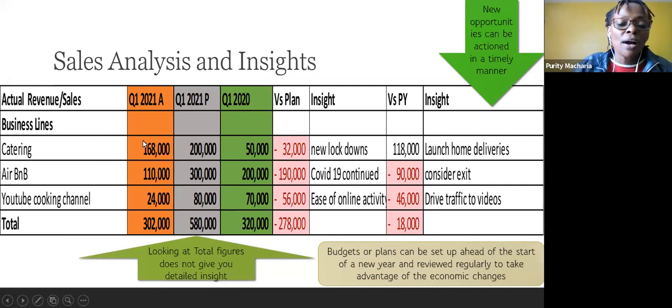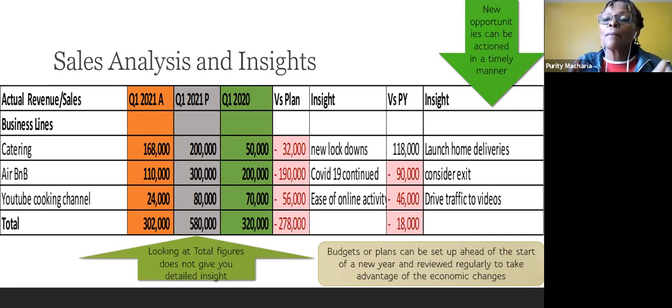So in 2021 quarter one, I'm assuming you have a January to December year, quarter one here meaning January to March. Your sales, and you remember how we've defined a sale, were 168,000 for catering, 110,000 for Airbnb, and 24,000 for your cooking channel. So are you doing well or are you doing badly? How would you know by just knowing that you made sales of 302,000?